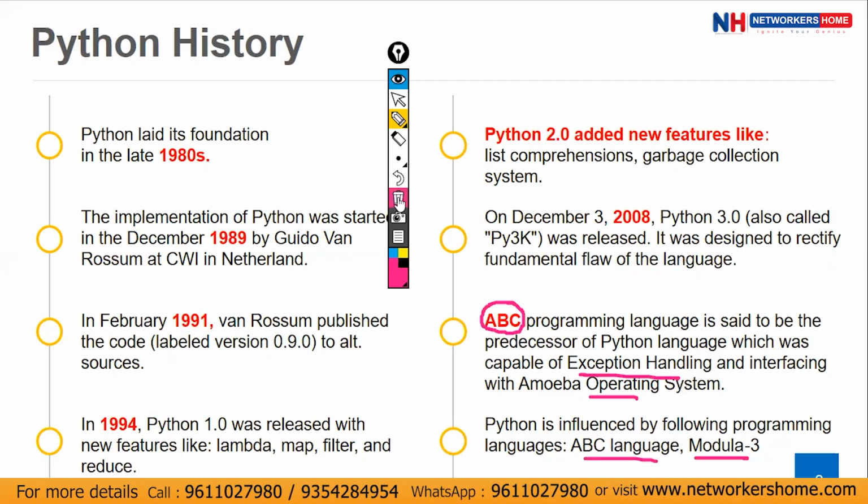Okay, so you can see there are three versions of Python: 1.0 in 1994, then 2.0 came, and then on December 3rd, 2008, they came with Python version 3.0. So almost 13 years back, they launched the 3.0 version of Python, and now the 3.x version is going on.